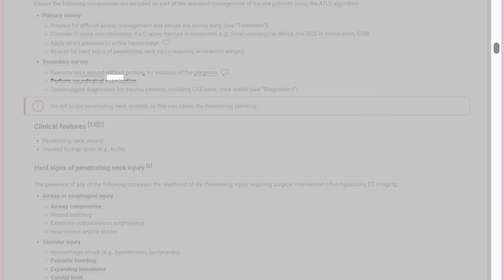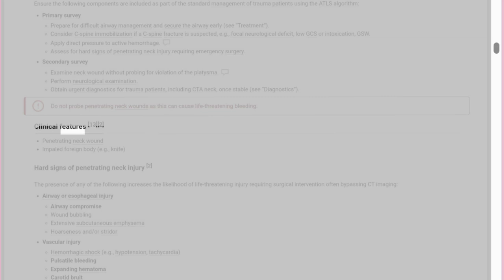Examine the neck wound without probing for violation of the platysma. Perform a neurological examination. Obtain urgent diagnostics for trauma patients, including CTA neck, once stable. See diagnostics. Do not probe penetrating neck wounds as this can cause life-threatening bleeding.